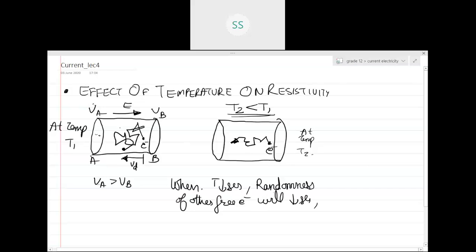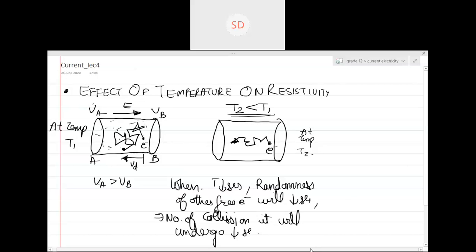Initially, what was happening? The other electrons were in random motion, right, along with this electron, but we are trying to study the motion of this electron. So what happens when temperature decreases? All the other electrons' motion will decrease relative to this electron, right? Due to which the number of collisions it will undergo will decrease. Yes or no?